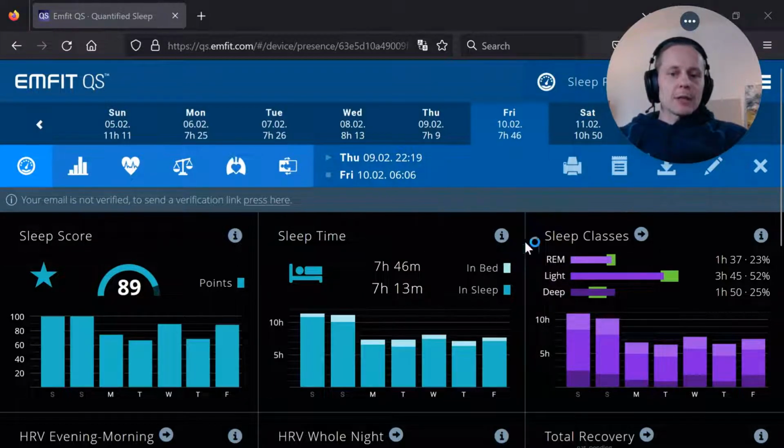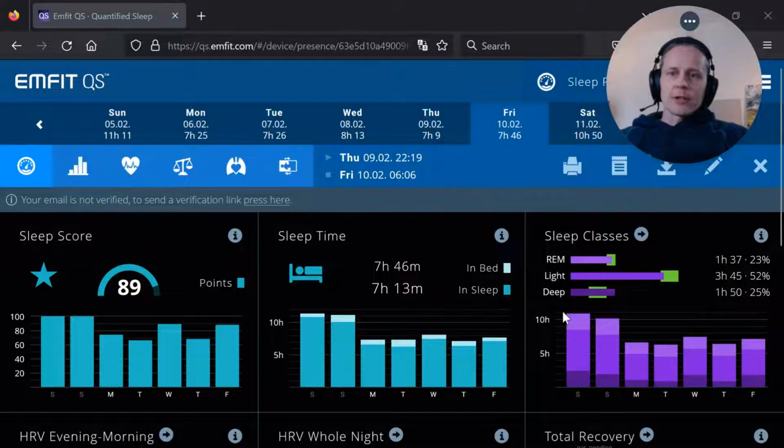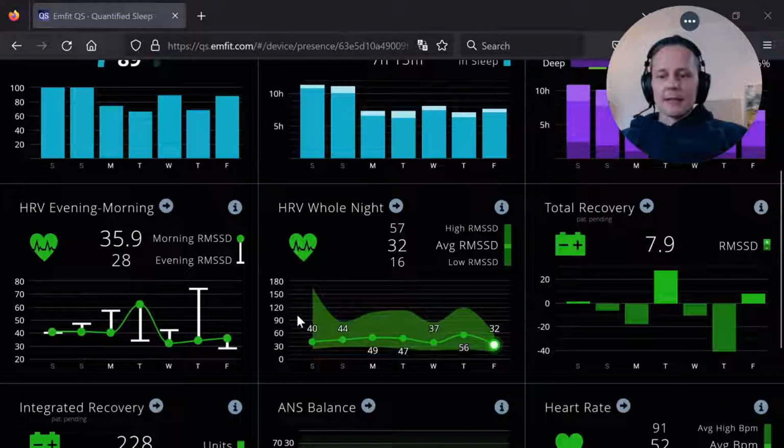So sleep time, sleep classes. I think the sleep classes are probably the most interesting one. And the sleep score is a simplified value of those. So I would be looking at these and trying to compare them. How do I feel at certain times? What did I do before going to sleep? And if I, for example, have a stressful period in life, how does it affect my sleep?